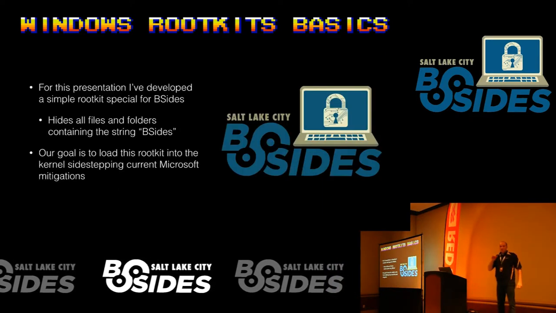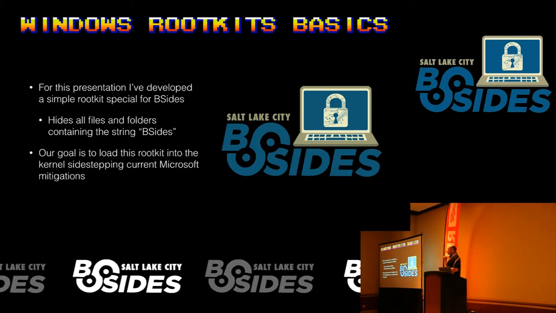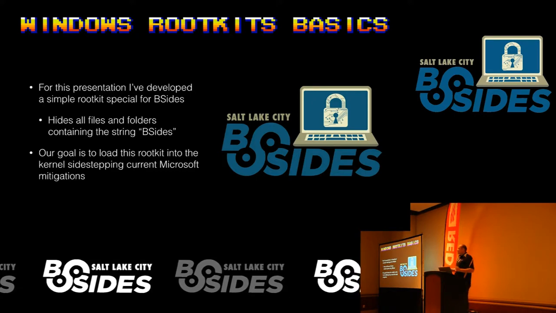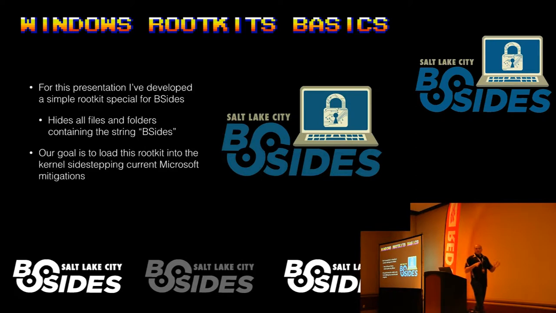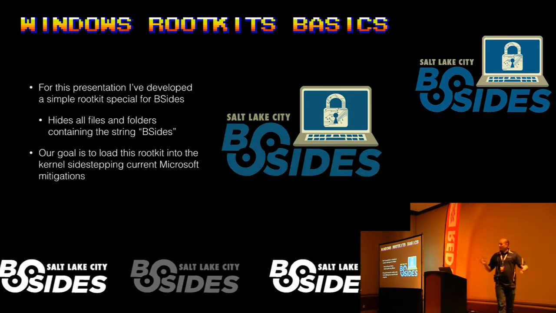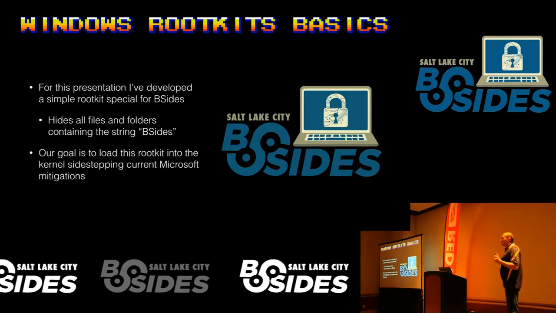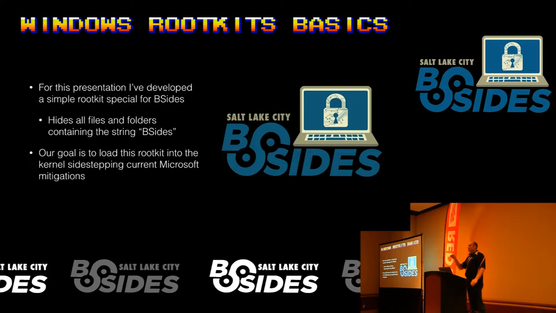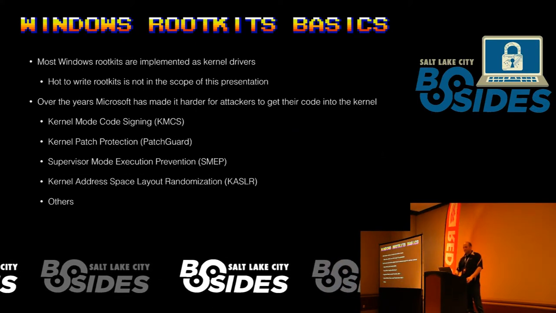So for this course, I have written a special rootkit. The whole purpose of it is very simple. It just hides any file on the file system with BSides in the file name or directory. So if it's got BSides in it, you won't see it. It's still there, it can be accessed, but for anybody running on the system, you won't see the file at all. The goal is to install this rootkit into the kernel using the exploit in Street Fighter V.